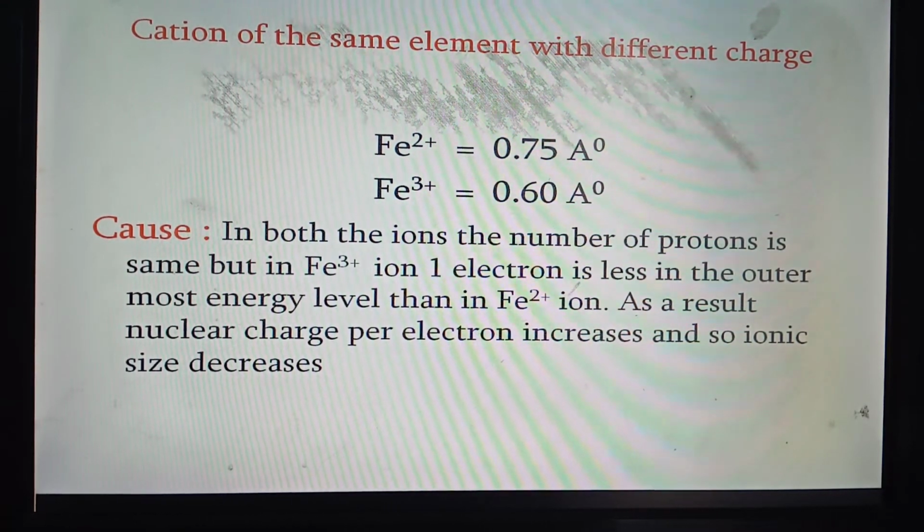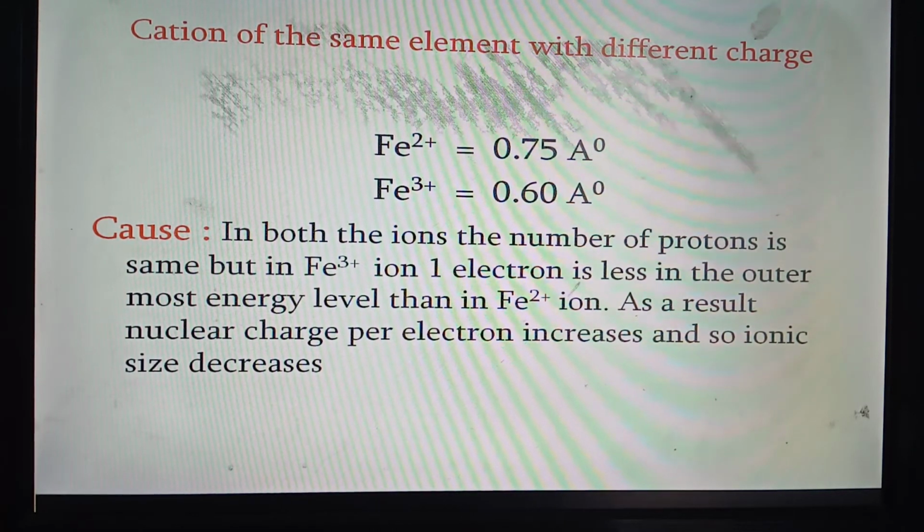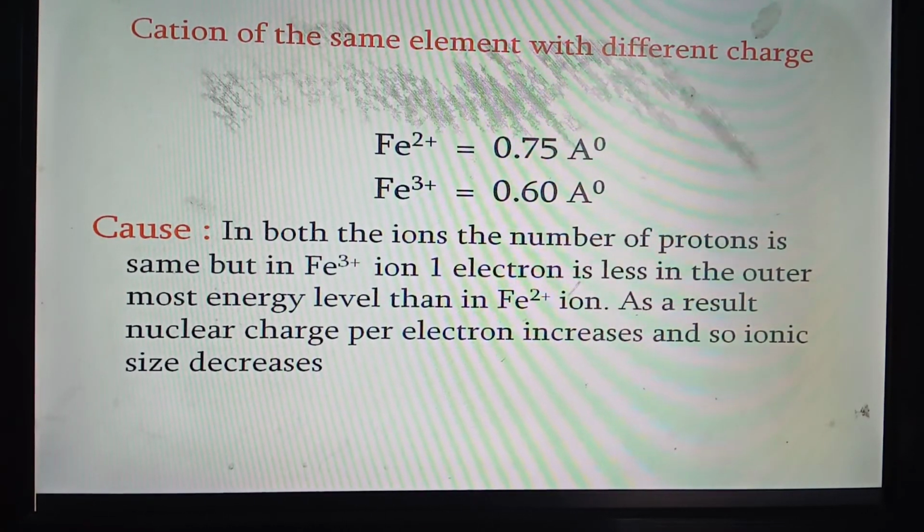The ion with higher ionic charge, the ion with higher oxidation number, will be smaller in size. For example, between ferrous ion and ferric ion, ferric ion is smaller in size, because in case of ferric ion there is one electron less in the outermost energy level than the ferrous ion. As a result, nuclear charge per electron increases and so ionic size decreases.